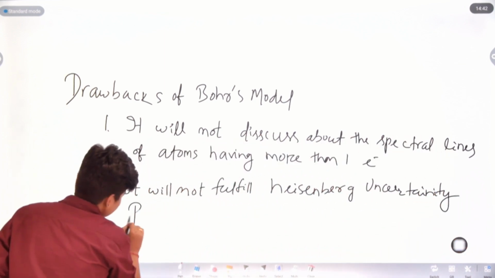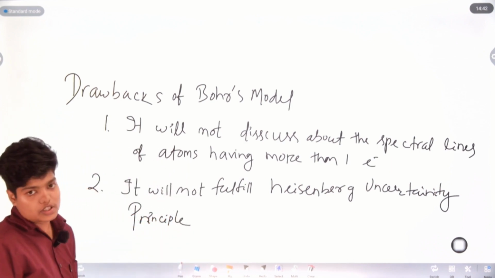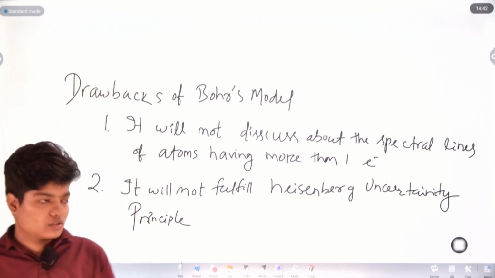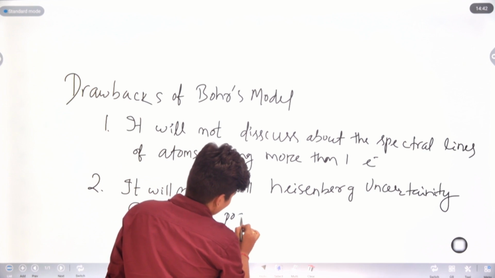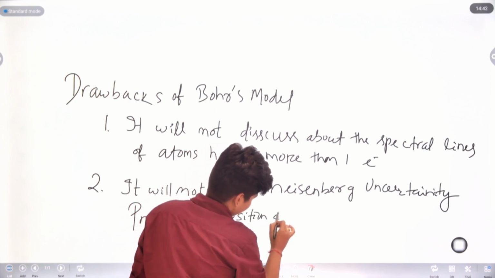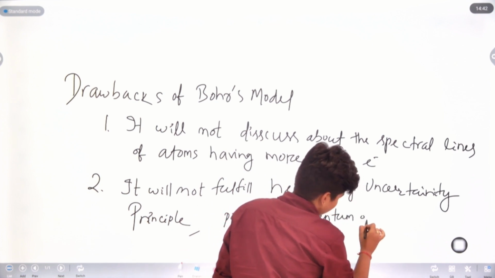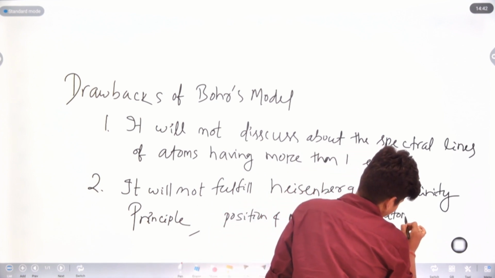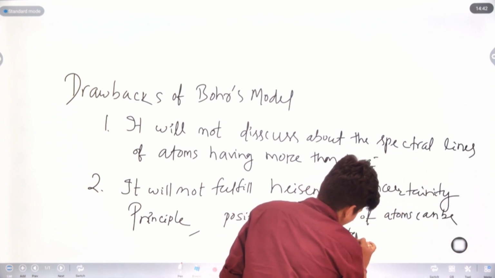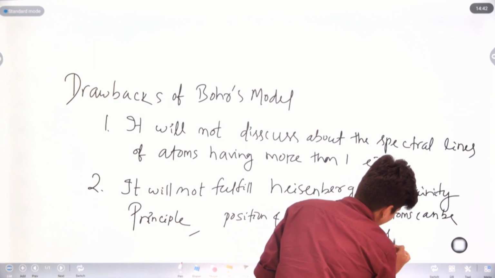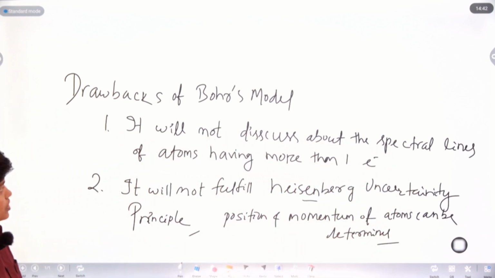According to the Heisenberg uncertainty principle, the position and the momentum of any object cannot be calculated simultaneously. But Bohr said that the position and the momentum of atoms can be determined. So it does not satisfy the Heisenberg uncertainty principle. So these are the two drawbacks of Bohr's model.